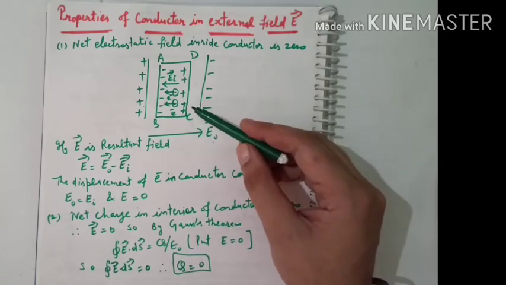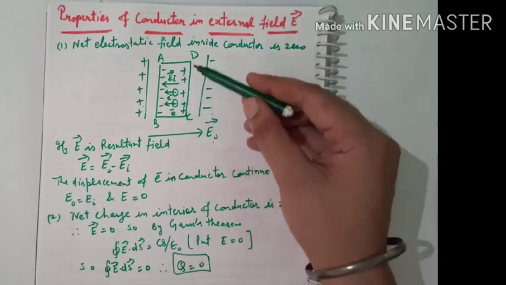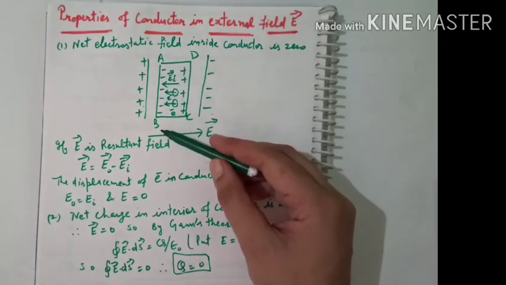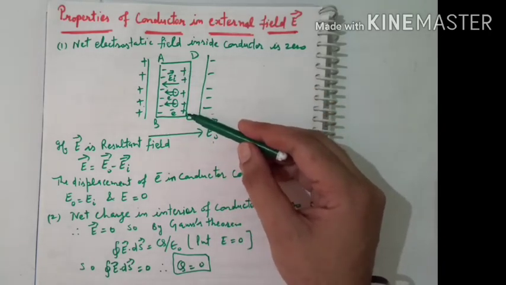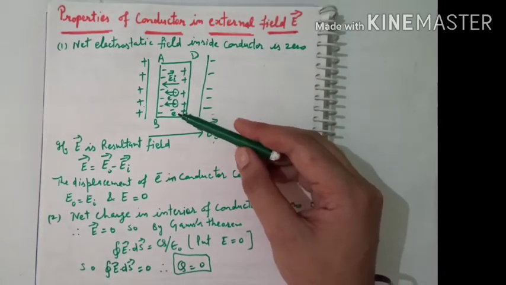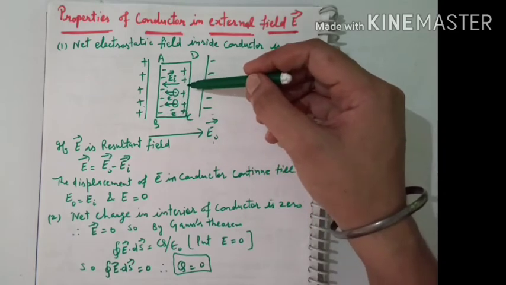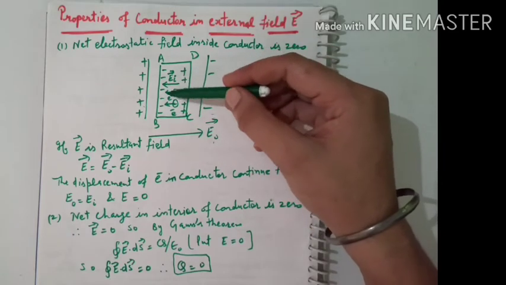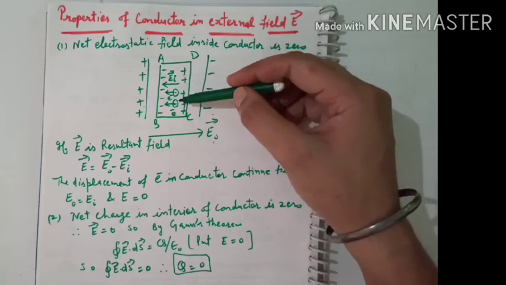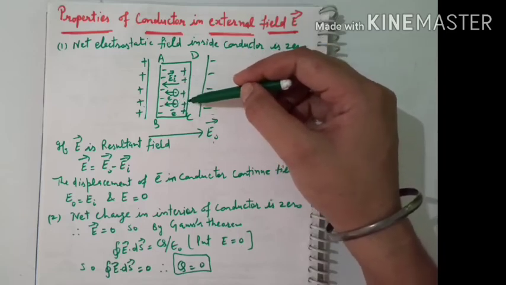When this conductor is placed in the external electric field, the electrons move from the CD side to the AB side. So a positive charge appears on the CD side and a negative charge appears on the AB side, because here is a loss of electrons, and here is a gain of electrons. So a new electric field is set up inside this conductor from right to left.